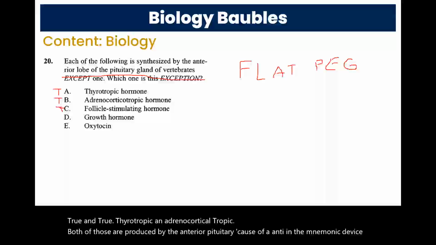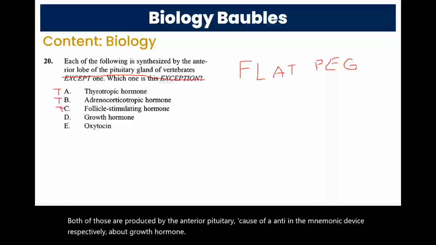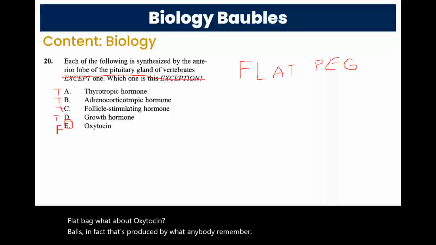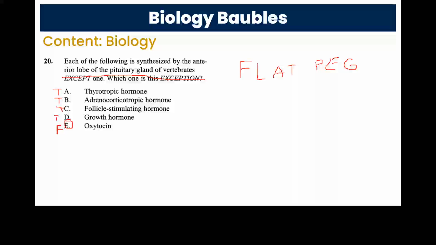How about growth hormone? True, because that's the G in FLAT PEG. What about oxytocin? False. In fact, that's produced by what? Anybody remember? That's produced by the posterior pituitary.